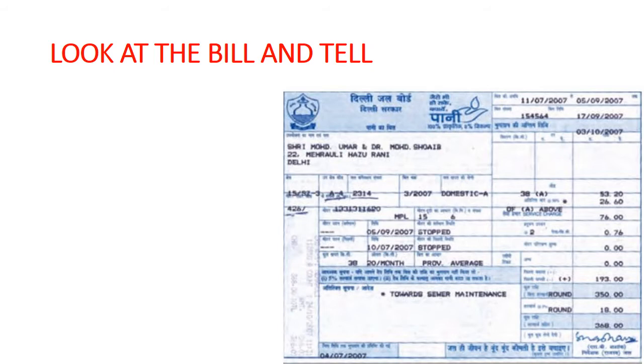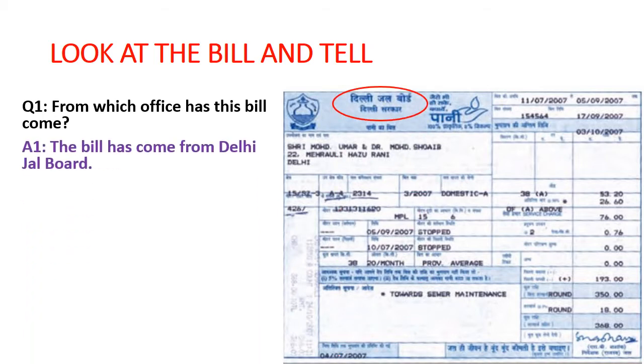So this is one textbook question that we are going to solve now. Let's start with: from which office did this bill come, or from which board? Just now we have studied the name of the board. So we will also look in this bill to see from which board this bill has been issued. You can see it's written here, Delhi Jal Board. So the bill has come from Delhi Jal Board.